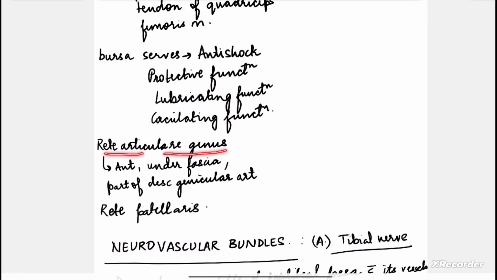Rete articulare genus. It is located on the anterior surface of the knee joint under the fascia and is part of the descending genicular artery. And rete patellaris is also located in the fascia of the patellar region.